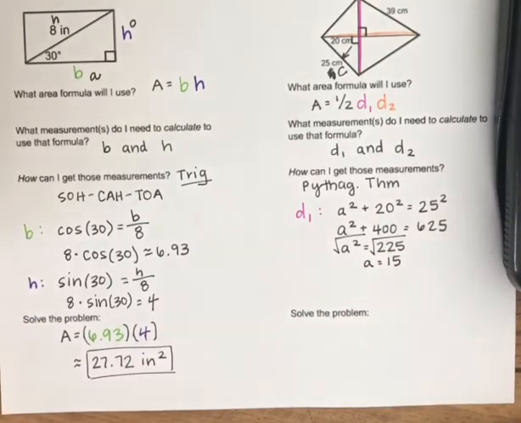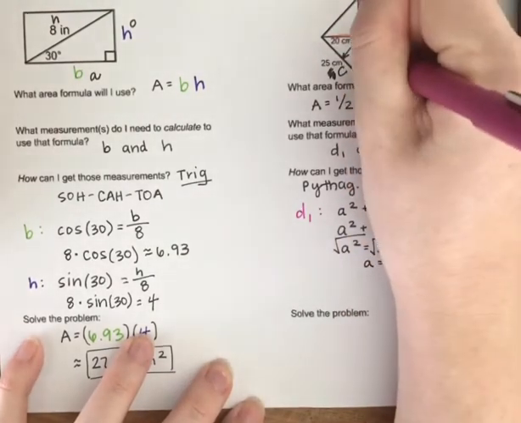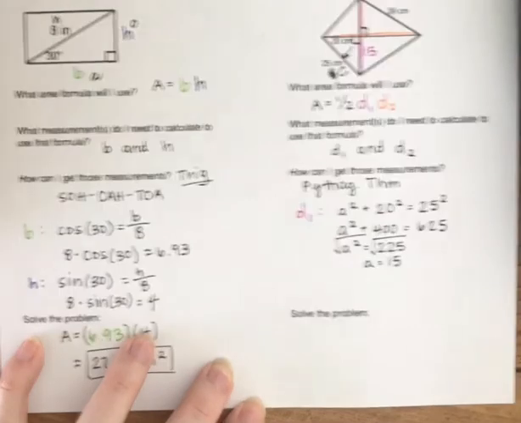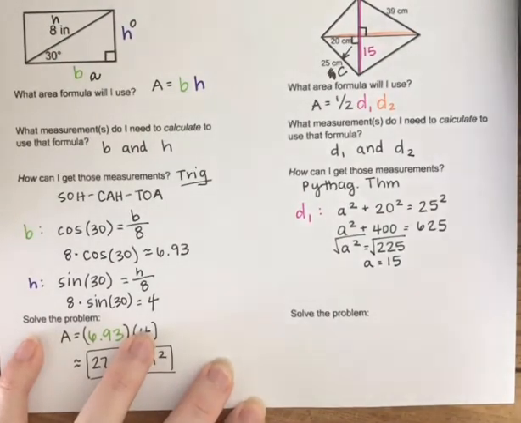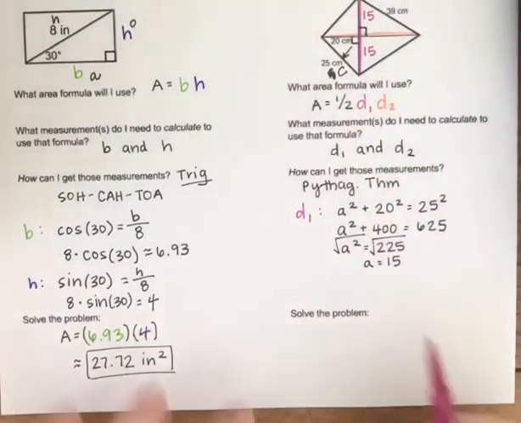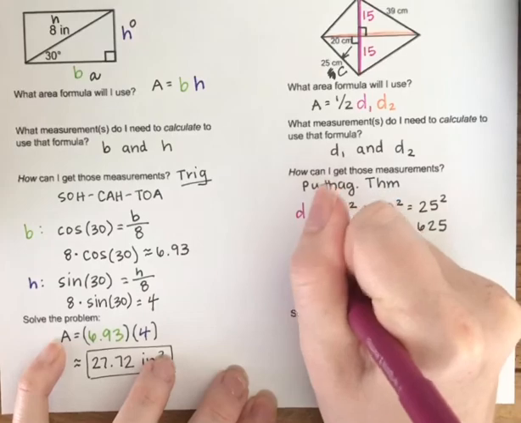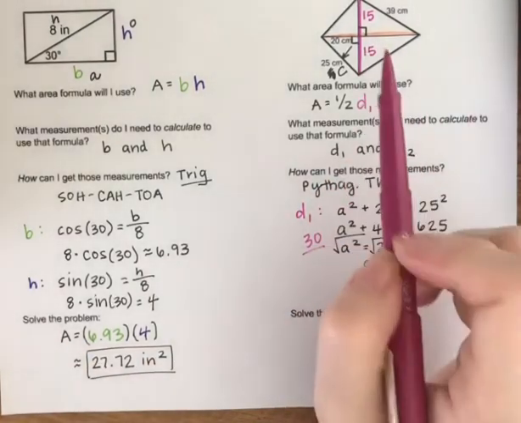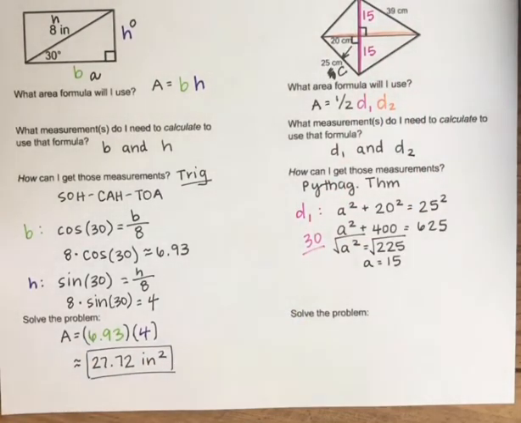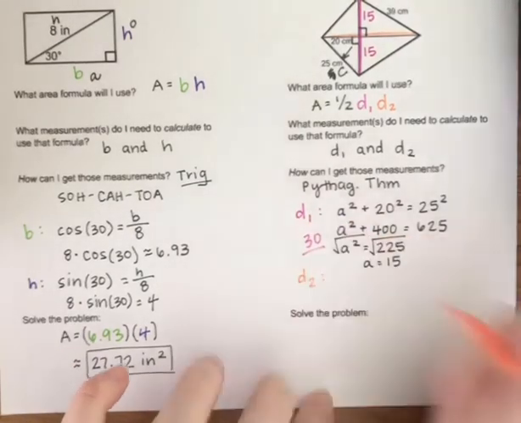All right, now let's look at what that means in the picture, okay? That means that in this right triangle, this part right here is 15, okay? Now, that means that the other side in a kite is also going to be 15. So my D1 is actually going to be 30. That's the number that we're gonna use for D1, okay? And then let's go ahead and find D2. And actually, this helps us.